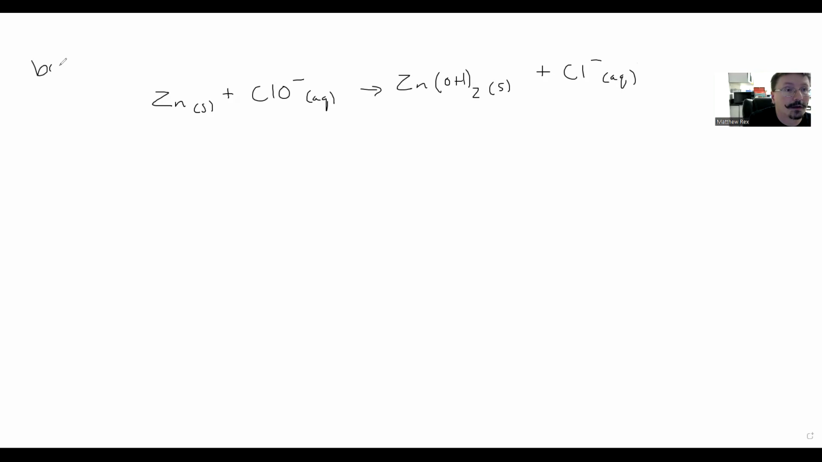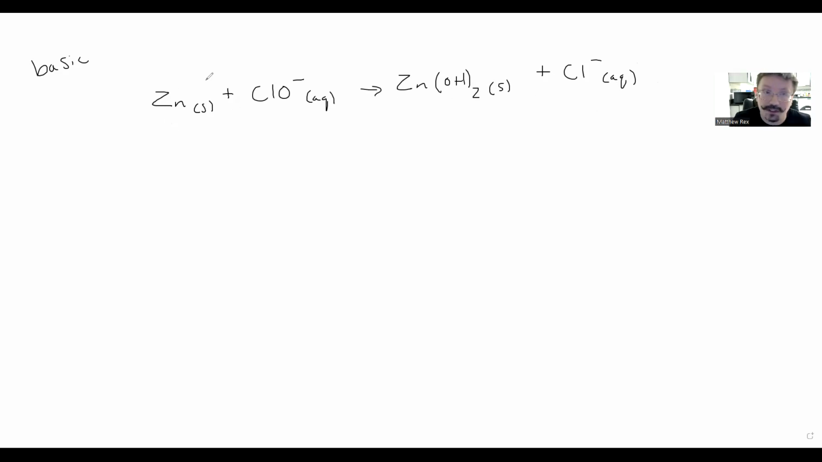Let's try, yeah, I think I like this one. All right. So we have zinc, hypochlorite, and again, this is in not acidic solution now, but basic. So let's start again by assigning oxidation states to everything.